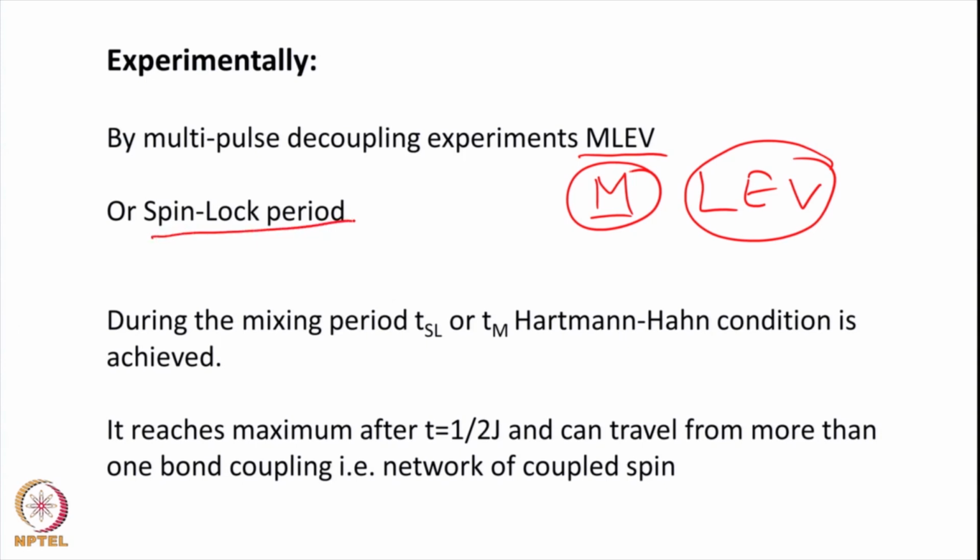So during this period, either a spin lock period or a mixing period, TSL, meaning spin lock period, and this mixing period, essentially we want to achieve the Hartmann-Hahn matching condition, and if we achieve this condition, the transfer will happen. Transfer will happen from one nucleus to another nucleus, from a more sensitive nucleus to a less sensitive nucleus, or even in a homonuclear fashion.